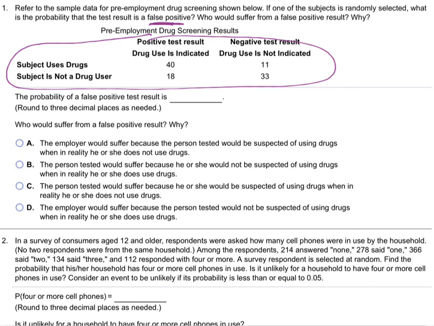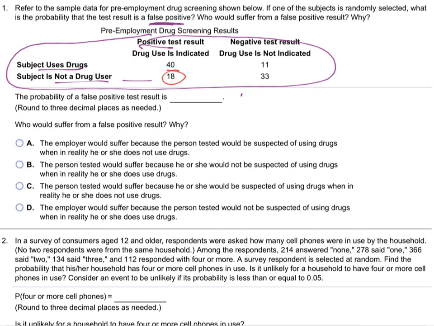Positive uses the drugs, does not. It'd be the 18. How about the negative drug use, the one that uses? You've got to account for both. So what are they asking? If we grab somebody random, what's the chance that they got a false positive? These 18 people are the false positive, right? Because those 18 people got a positive test result, but really did not use the drug. So it's a false positive.